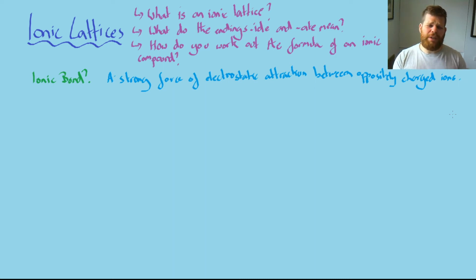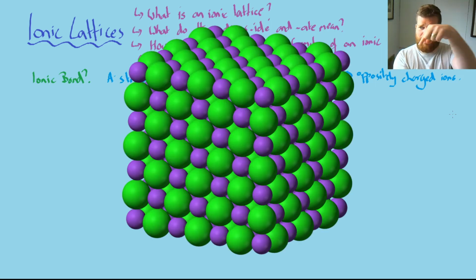So first off, we've got this idea of an ionic bond bringing together these ions. Now, what do they look like? Well, they occupy these lattice structures that look a little bit like this, down here. Now, you can see this is a really nice regular shape. We call this a regular arrangement of ions.